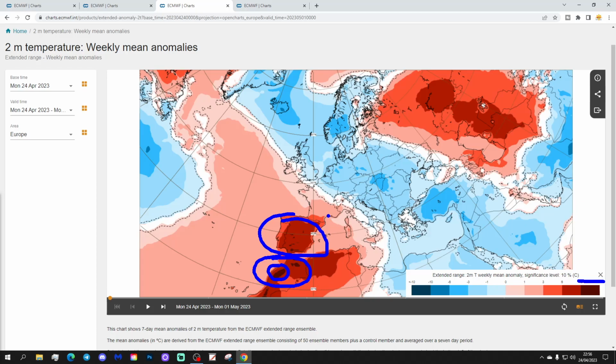Is that a portent for the summer to come? We shall see. Those above average temperatures are also extending into southern parts of France as well, and the extreme northeast of Europe around the Baltic Sea states of Latvia, Estonia and Lithuania, a little bit above average there too. Otherwise, it's actually quite a cool week across many parts of Europe.